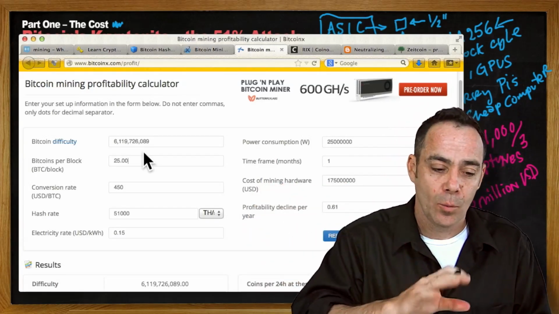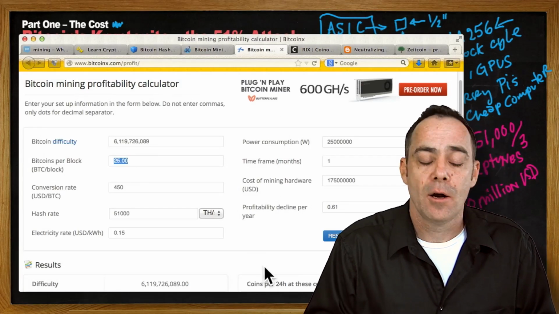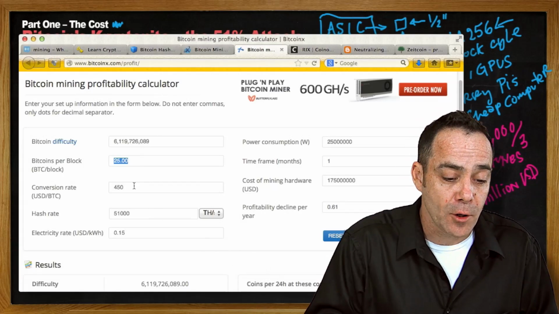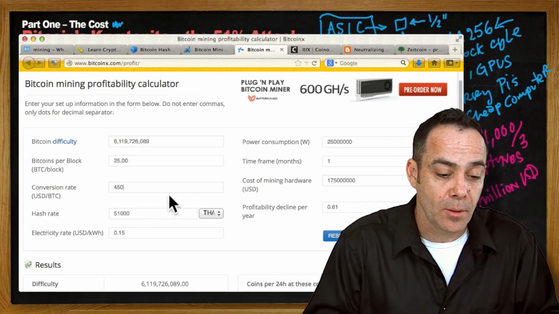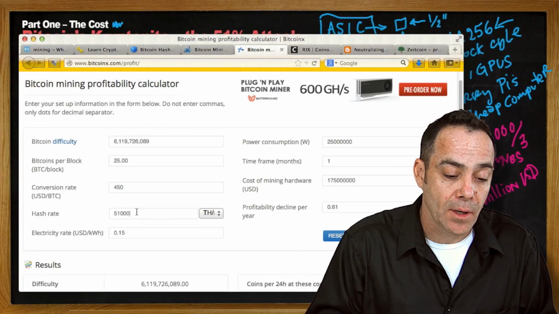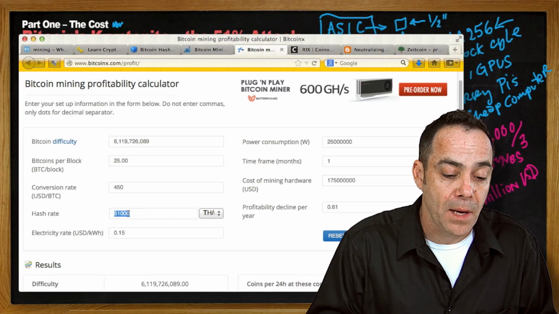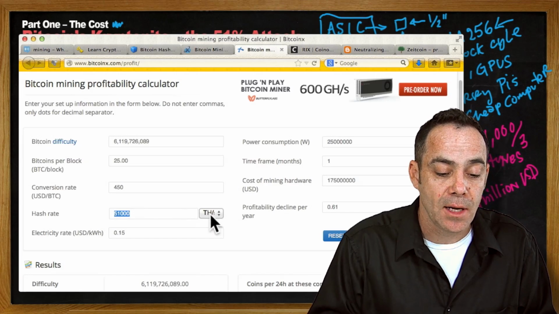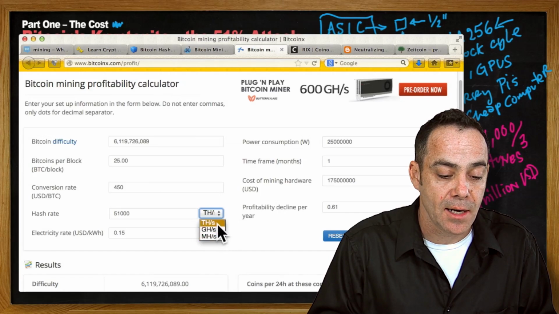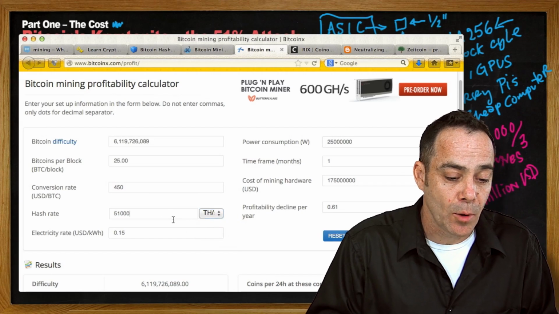But right now, we know for the next couple of years that the amount of Bitcoins that you can earn per block are 25 Bitcoins. The conversion rate, so we have to get the current Bitcoin price, which is around $450, and then our hash rate. And clearly I have already typed this in, but we're looking for 51 petahashes, which is 51,000 terahashes, right? And over here you can select megahashes, gigahashes, and terahashes, but since no one has miners that are petahashes, they don't allow that option. So we wrote in 51,000.